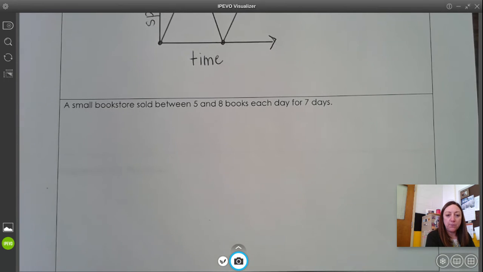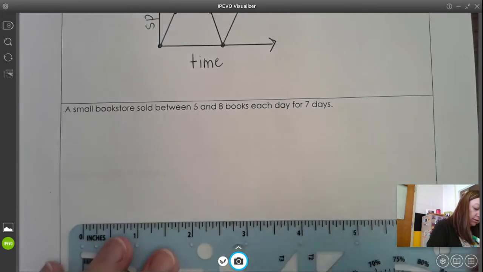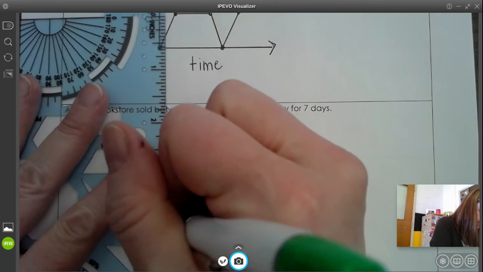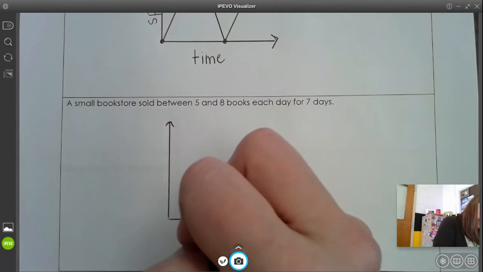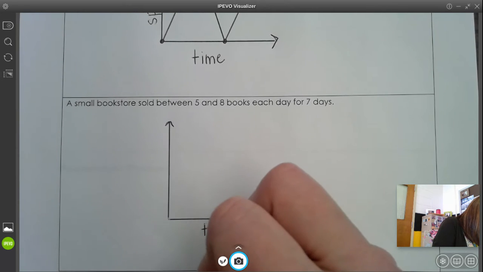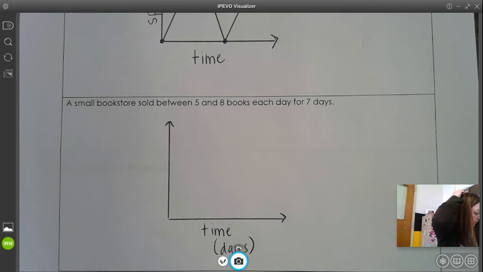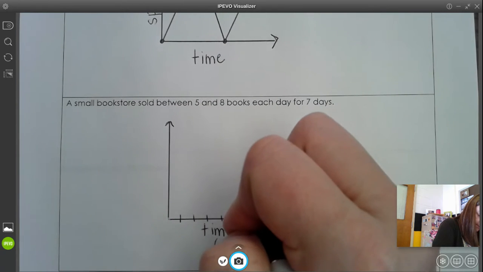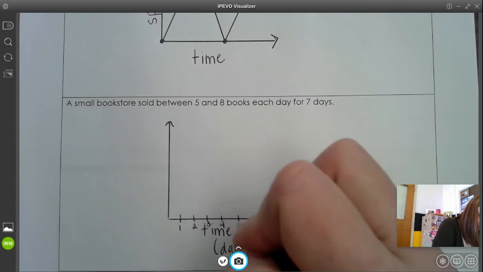Okay, the next one says a small bookstore sold between 5 and 8 books each day for 7 days. So again, we're going to make a graph in the first quadrant. And this one, it's going to be time in days. I'm actually going to go ahead and label this. This is for 7 days. So I am going to go ahead and number this graph. Oops, it's kind of squished in there.